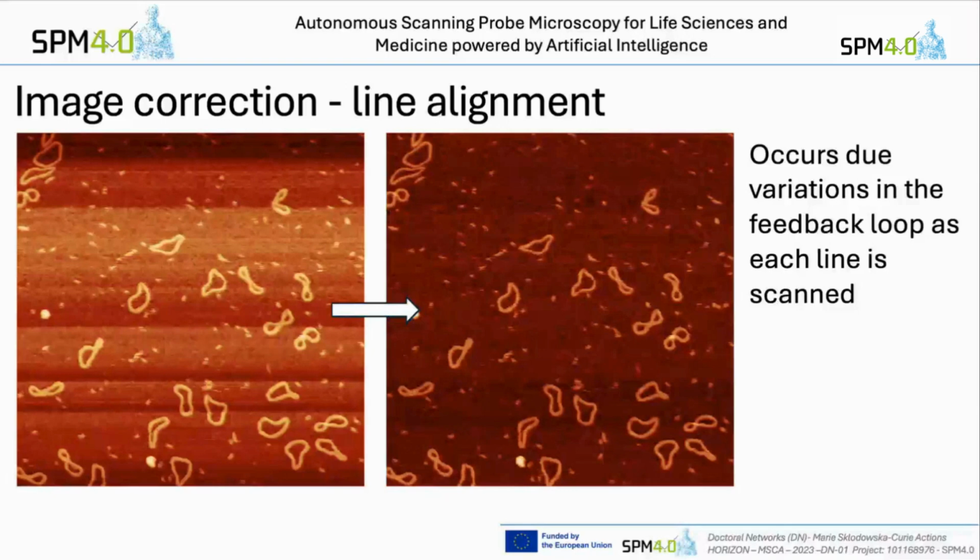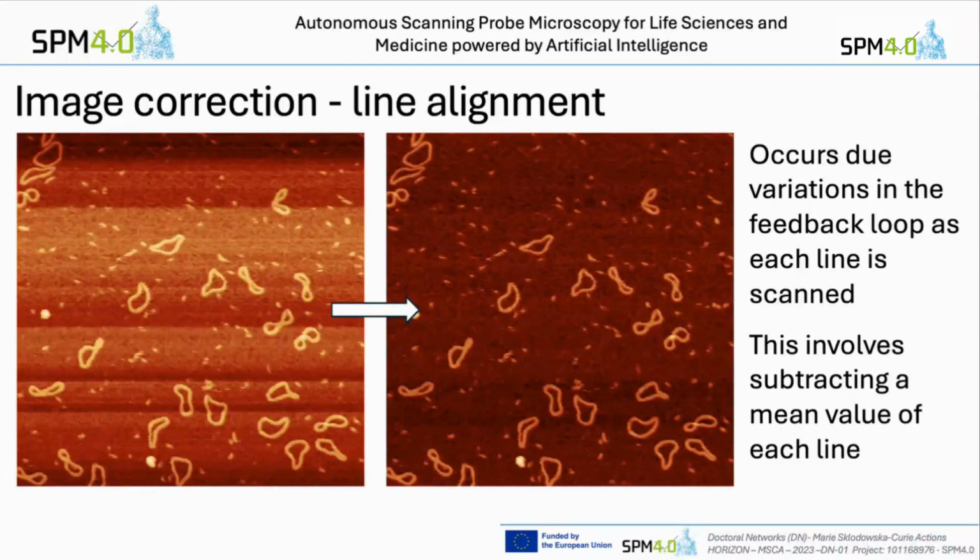And remove these height variations. Again, this is done by fitting these lines and finding the mean value in some way. I'll go through the specifics of that in a bit, and subtracting that from each line. So then each line is equalized with the rest of the lines to get a more flat looking image at this point.